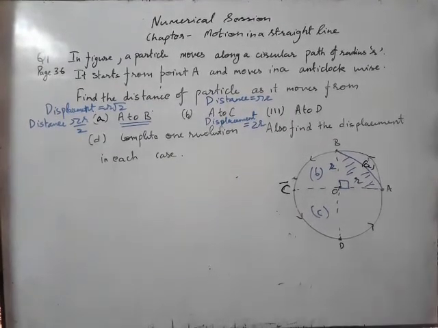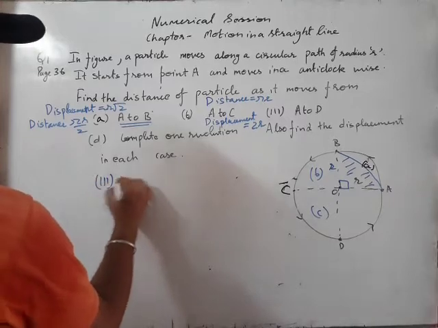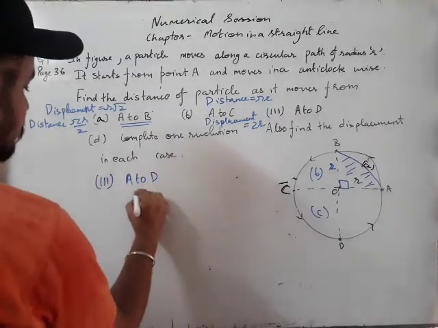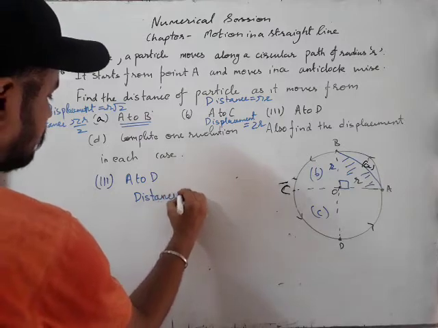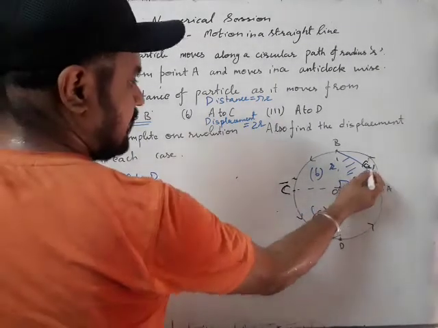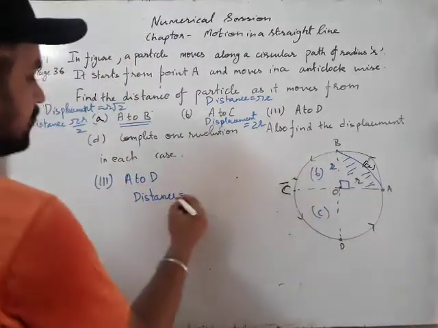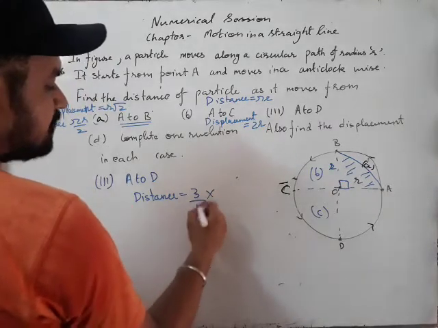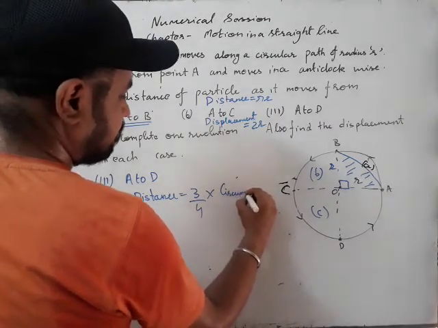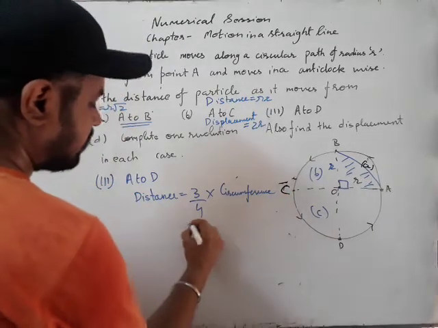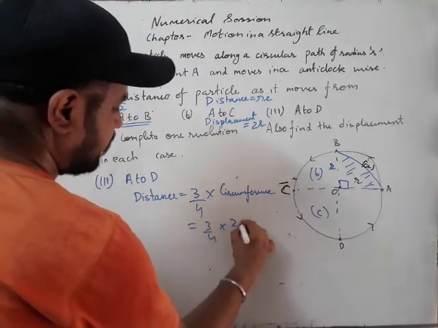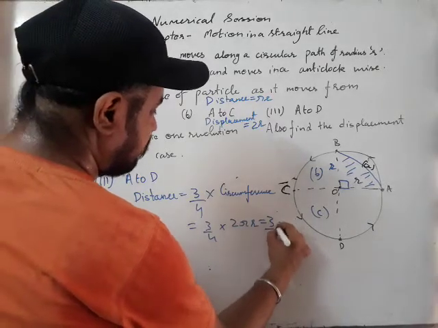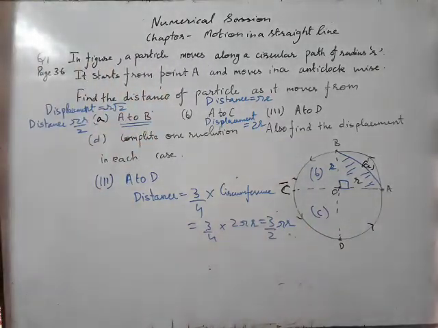Next we will find distance and displacement for the third part, that is A to D. Distance: now distance will be the whole ABC portion. You can easily observe it forms the 3/4 part of the circle. So it is 3/4 of the circumference of the whole circle, that is 3/4 into 2 pi r. It comes out to be 3/2 pi r, because 2 and 4 cancel, it will be 2 in the denominator, 3/2 pi r.